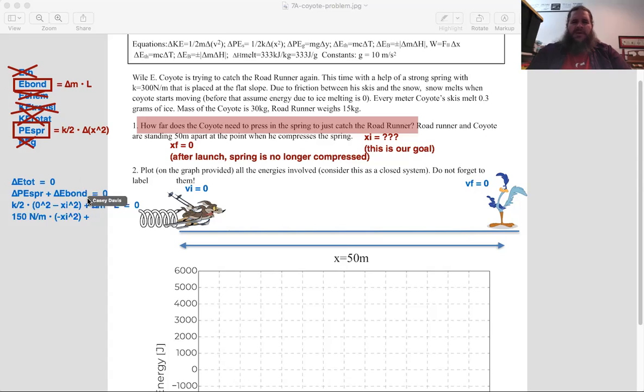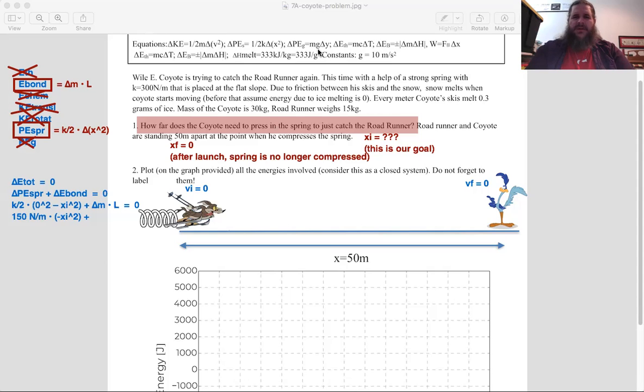Plus, and what about delta M? Do we know how much snow melts? Does this tell us anything about how much snow melts? 0.3 grams, does it just melt 0.3 grams in total? Or is that 0.3 grams of snow melted per what? Yeah, 0.3 grams of snow melt every meter. But how many meters is he actually traveling? Right, he's traveling 50 meters.